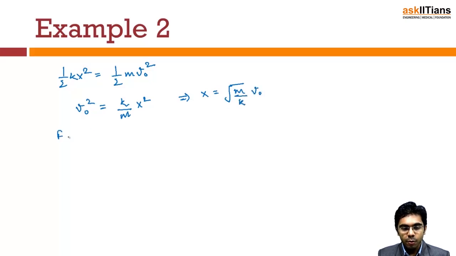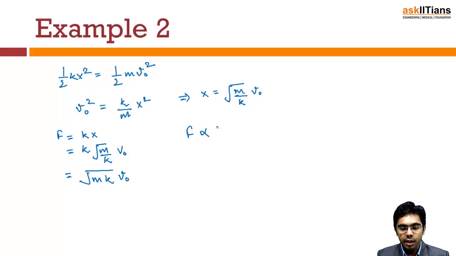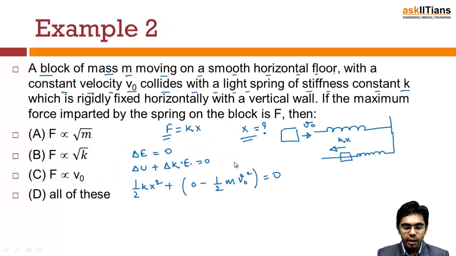Now we know that the force is equal to kx, so let's substitute the value of x from here. It will be k times under root m by k v naught, which comes out to be under root m k times v naught. Therefore we conclude that F is directly proportional to under root m, under root k, and also v naught. If we look at the options, all of them are following, so option D should be correct.